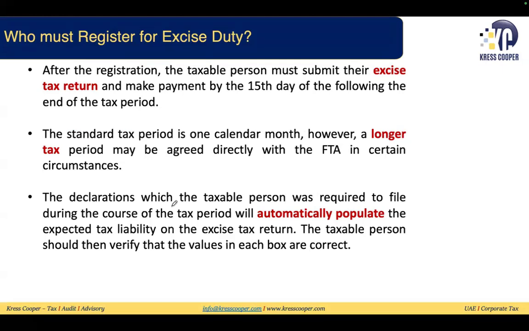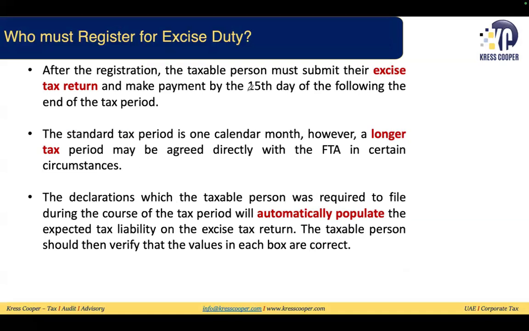Whenever your return is due, you will go on the FTA portal and log on with your ID and password. The system will get the details based upon the declaration. Automatically, the system will calculate your excise duty. You will be required to review it. After reviewing it, you will be liable to submit the excise duty return within 15 days from the end of the relevant tax period. Once you submit the return, you will be liable to pay the excise duty as well.